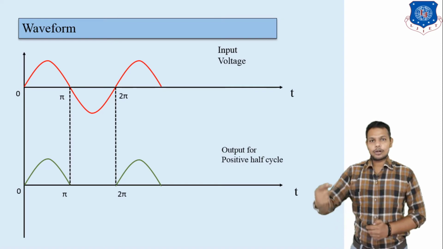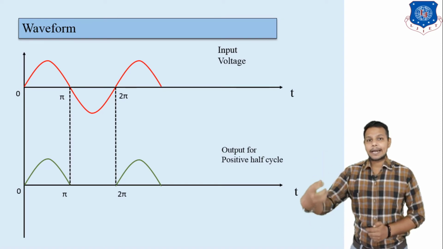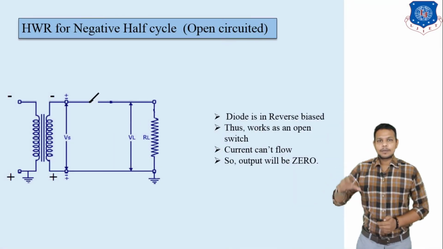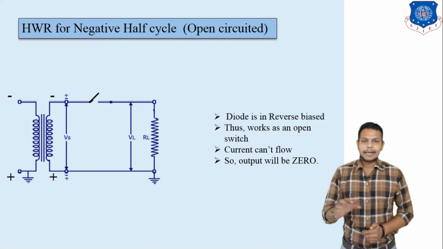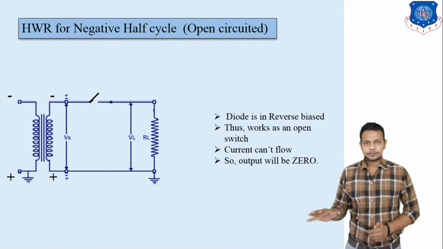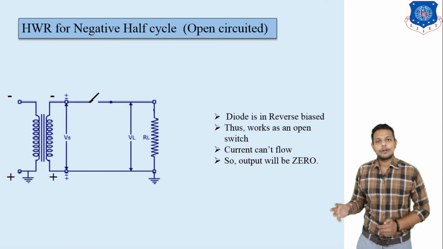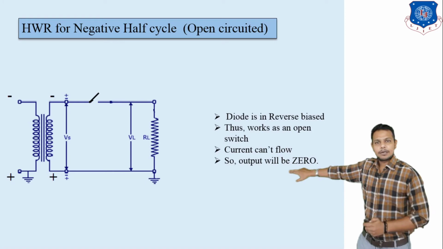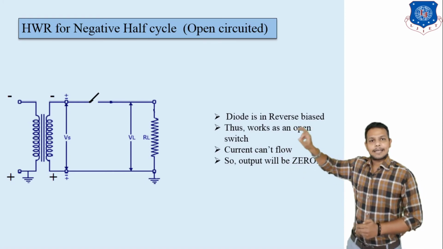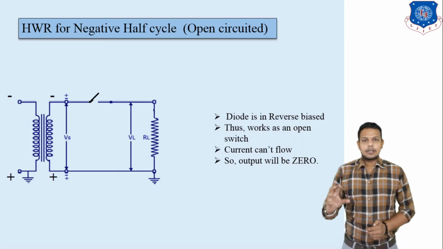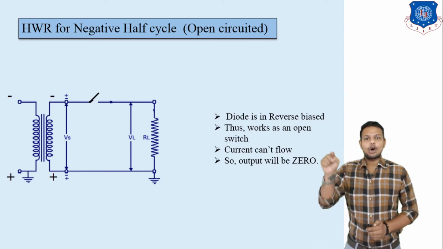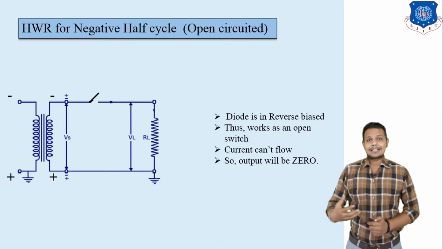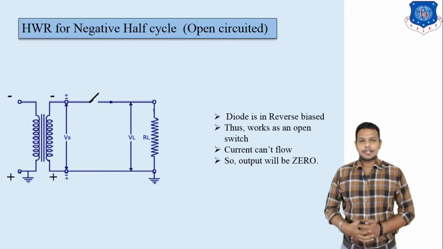Now if you apply a negative waveform, let us discuss the negative waveform. So the half wave rectifier for the negative half cycle is open circuited. Why? Because current always flows from plus to minus. Here we can see in this circuit diagram, current flows from plus to minus. That means current flows in the opposite direction of the symbol of the diode. That means it works as open circuited, or we can say it works in the reverse bias region.